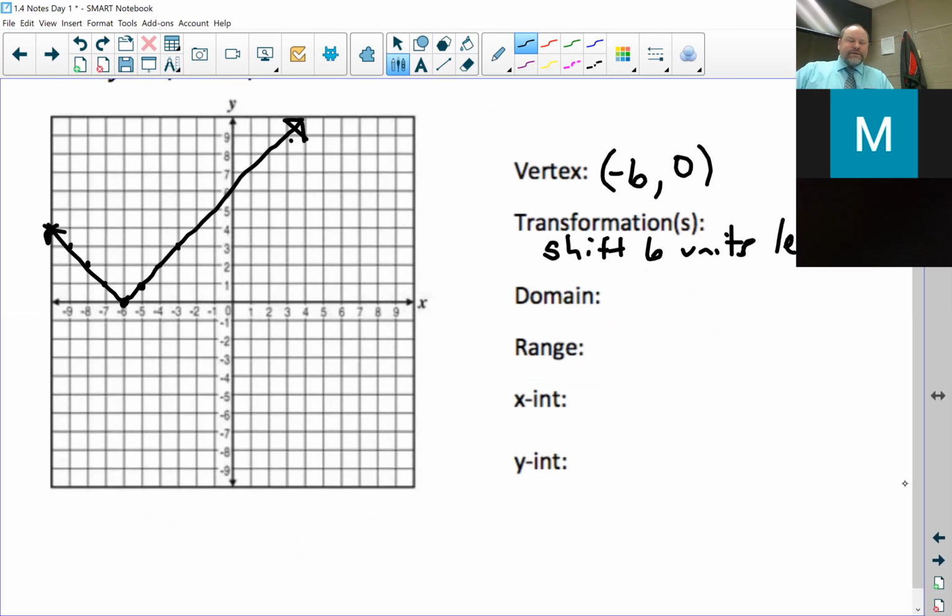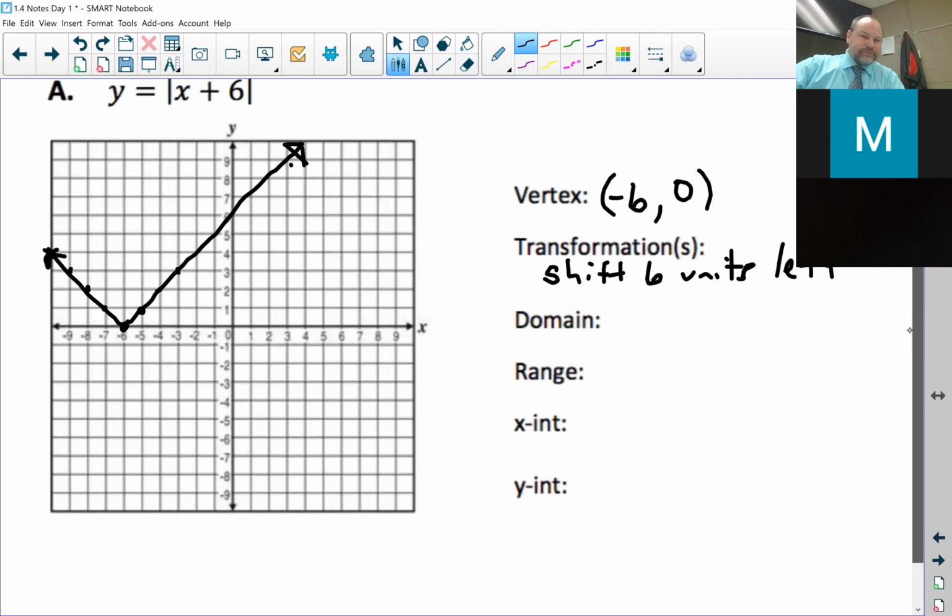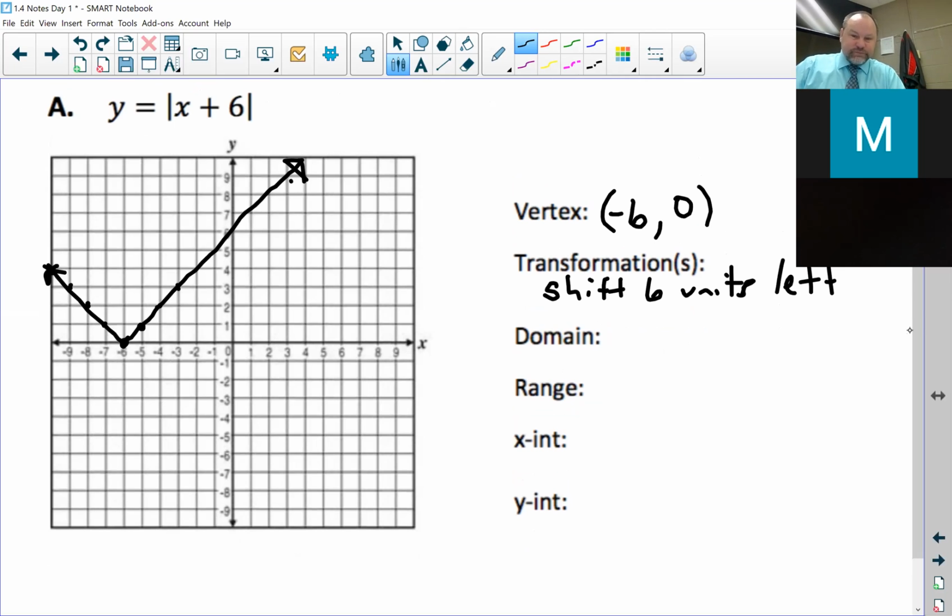All right. Domain. What X values can I plug in and still get an answer for this problem? The key here is going to be the arrows on the end. If we draw arrows so it goes off in both directions, the domain is going to be negative infinity to positive infinity.